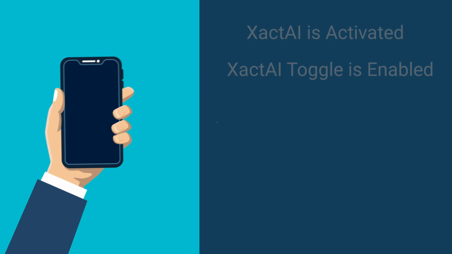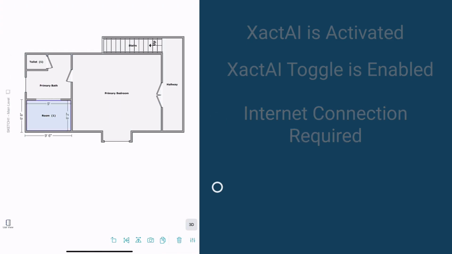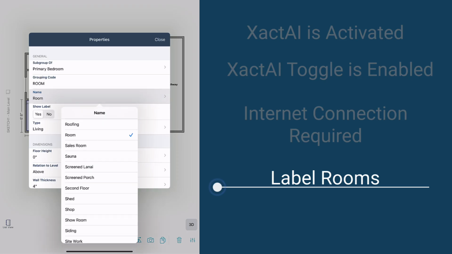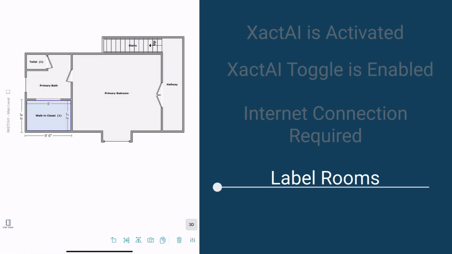You will want to make sure you are connected to the internet during the entire process. Any images added to a project without an internet connection will not go through the XactAI review. Label your rooms, roof, or dimensioned items in Sketch first. Accurate labels help XactAI create precise image names and descriptions.